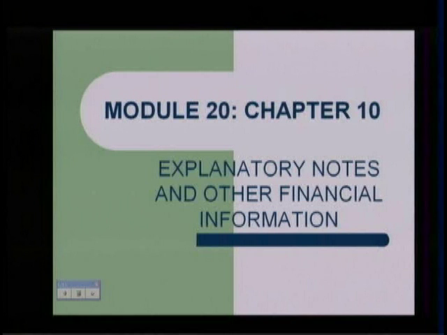Welcome to Module 20 of Accounting 5000. In Module 20 we're going to cover Chapter 10 of your textbook. We're going to talk about the explanatory notes and the other information that is found in the annual report of most Fortune 500 firms and publicly traded firms.